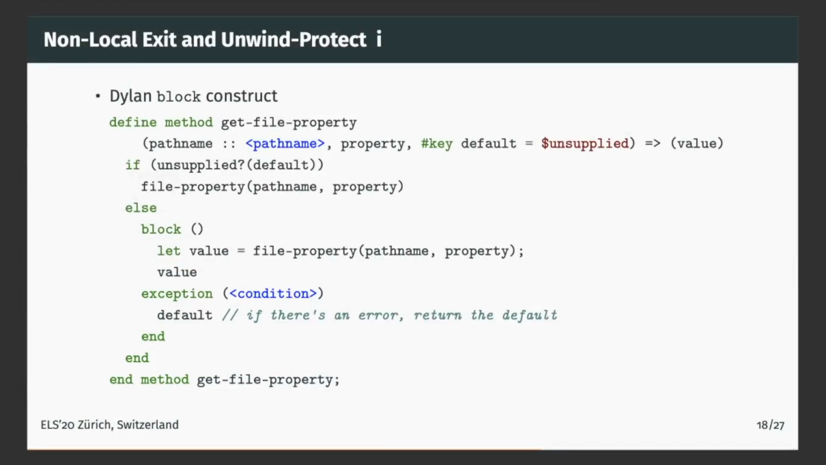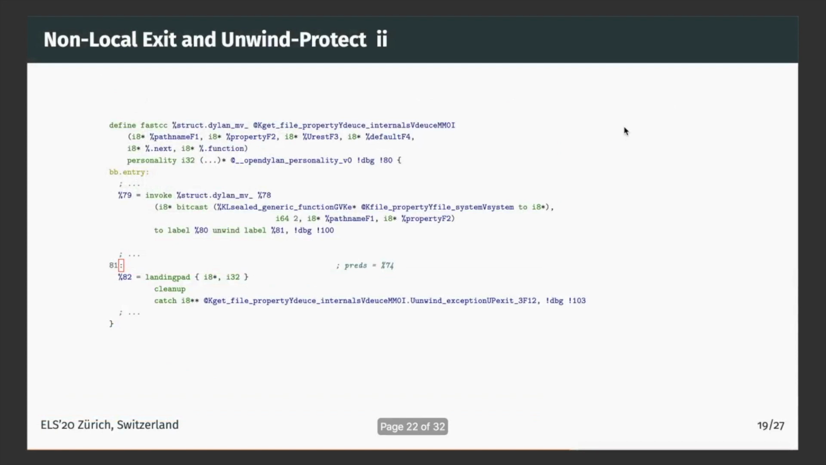The Dylan language supports stack unwinding, non-local exit, and forced cleanups during unwinding with the block construct and its cleanup and exception clauses. The LLVM backend implements these using the Itanium C++ ABI facilities for zero-cost exception handling, which optimizes for the case where the exception is not taken.